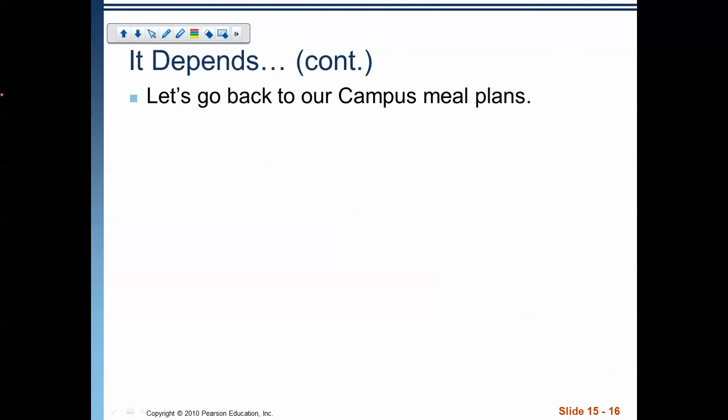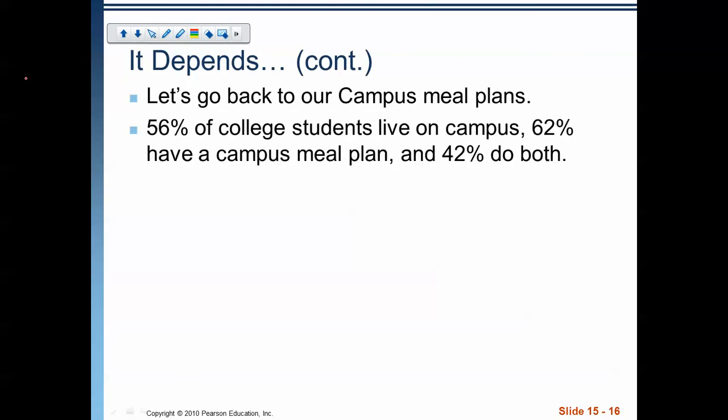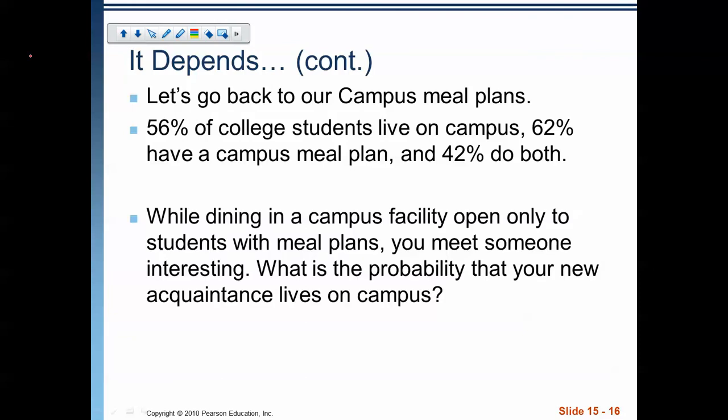Let's go back and look at those campus meal plans information that we did yesterday. So, just to recall your information, 56% of college students live on campus. 62% have a campus meal plan, 42% do both. Boom. While dining in the campus facility open only to students with meal plans, you meet someone "interesting," right? Interesting. You know what we mean, interesting.